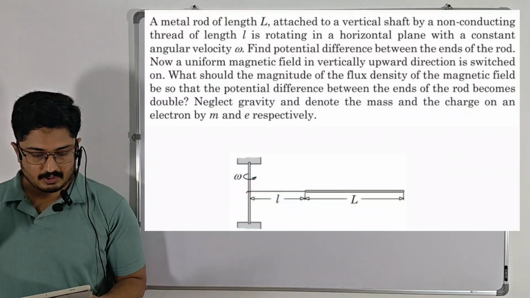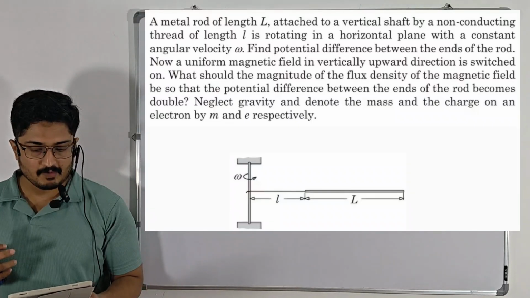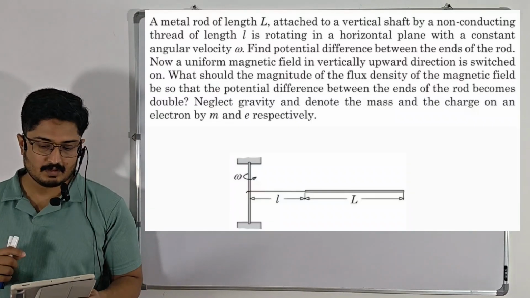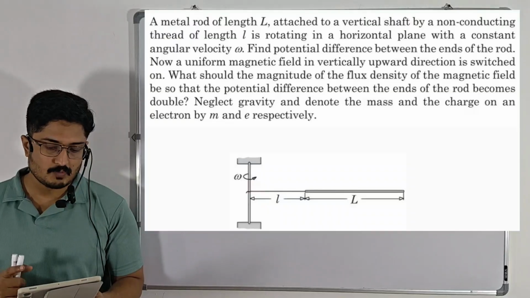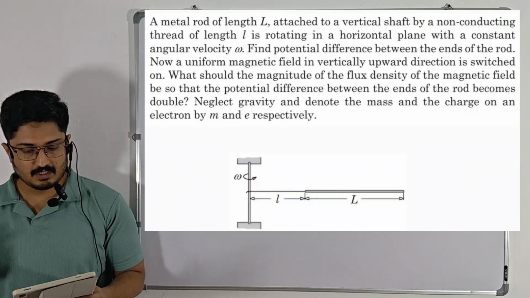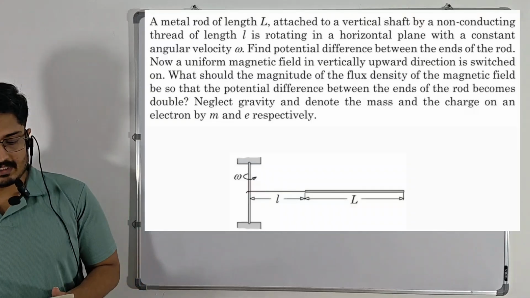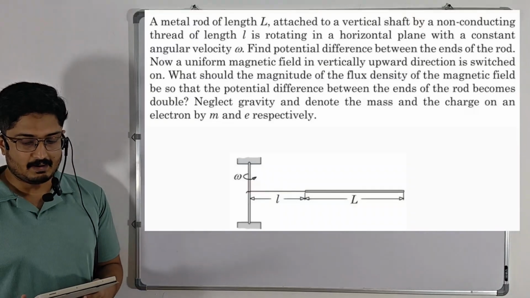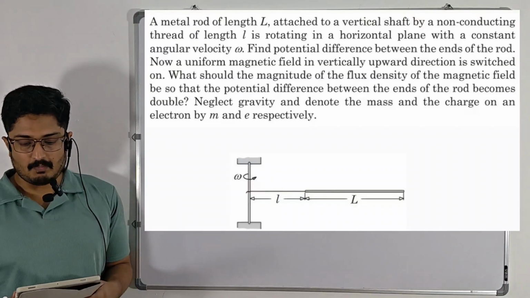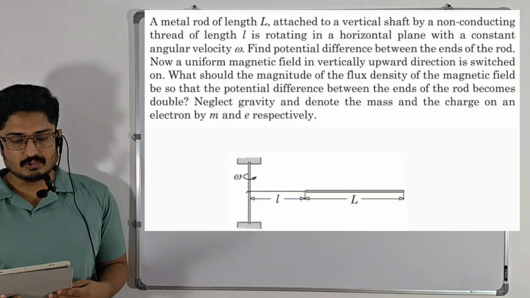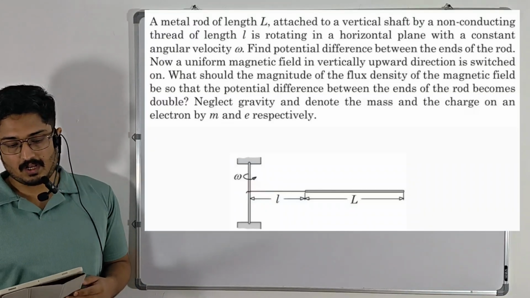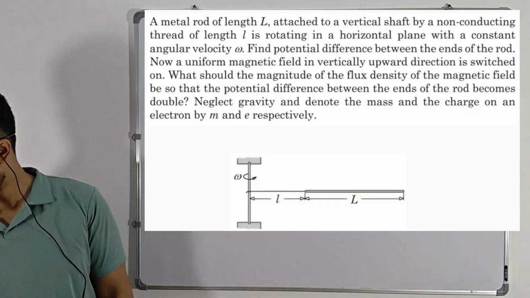Continuing. Now a uniform magnetic field in the vertically upward direction is switched on. What should be the magnitude of the flux density of this magnetic field so that the potential difference between the ends of the rod becomes double? Neglect gravity and denote the mass and the charge of an electron as small m and e respectively.